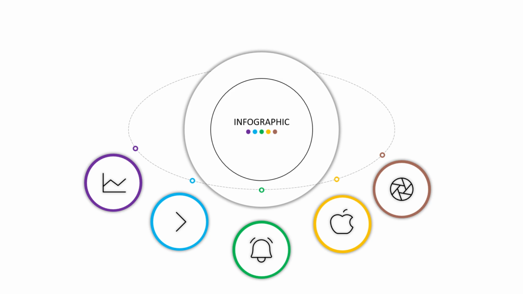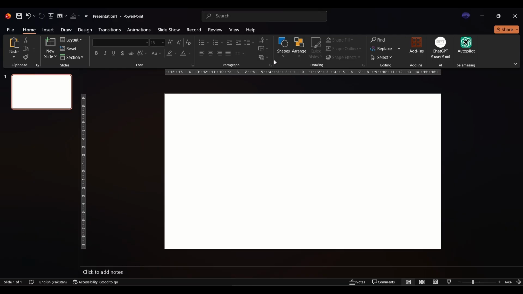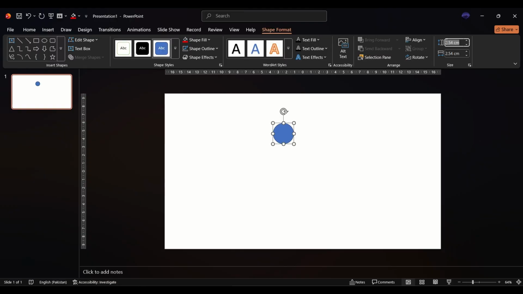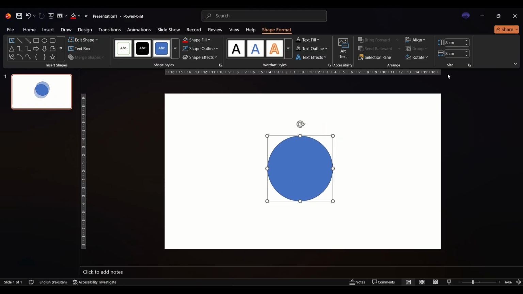So in this video I'm going to show you how to make this infographic in PowerPoint. So first of all, you have to open up a blank slide, then let's insert a circle right here. Then let's put it into the middle and the center.